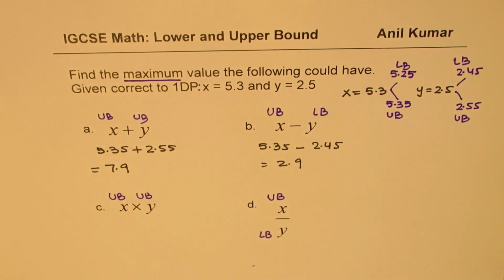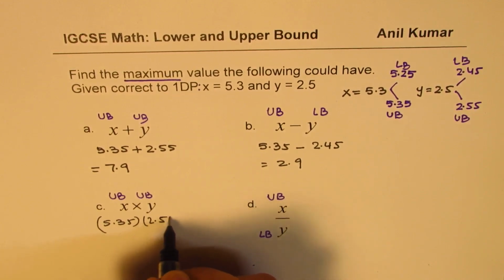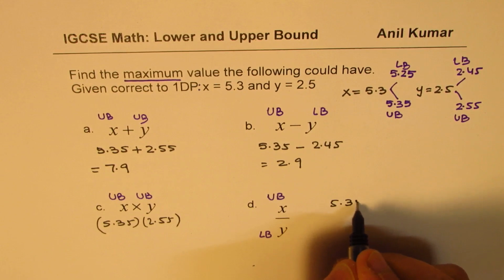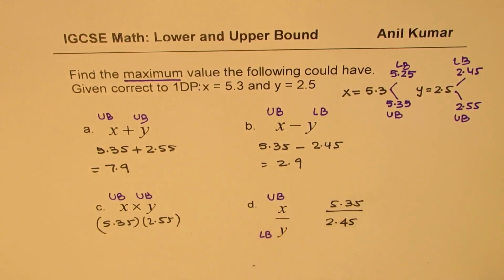So you can actually now pause the video and calculate these answers. So here it will be 5.35 times 2.55, and in this case it is going to be 5.35 divided by the lower limit of 2.45, correct? So let's calculate these answers.